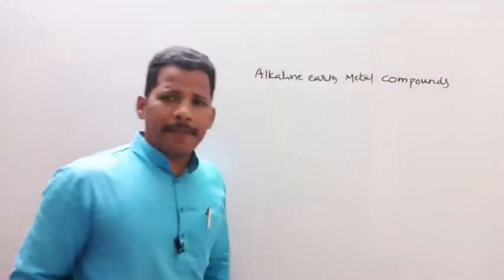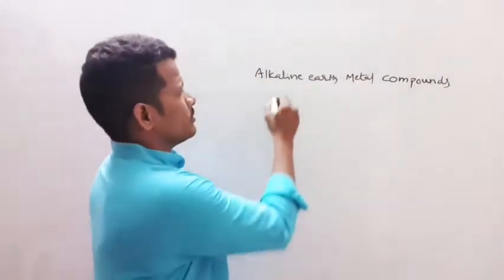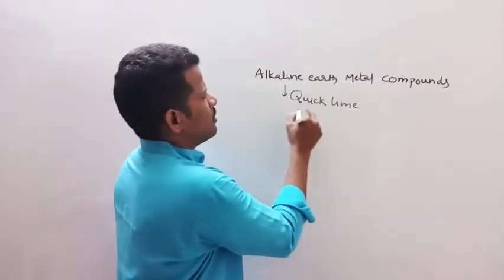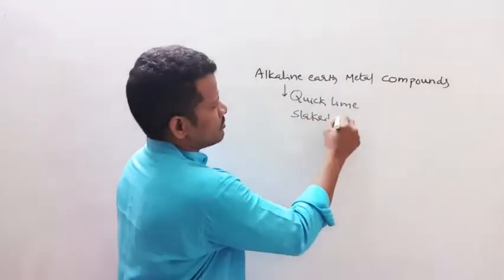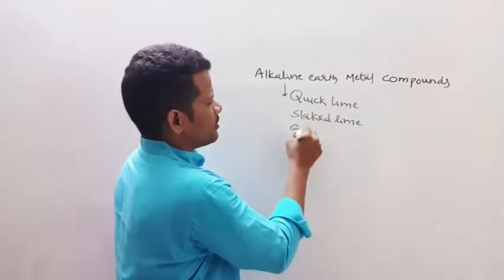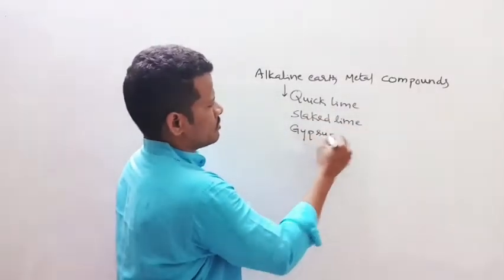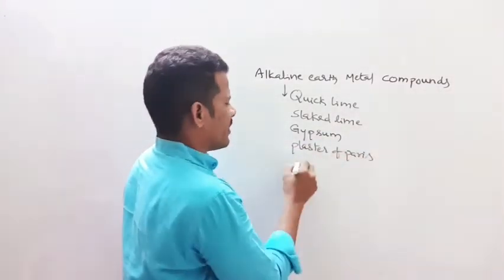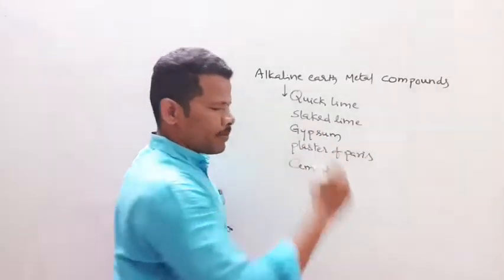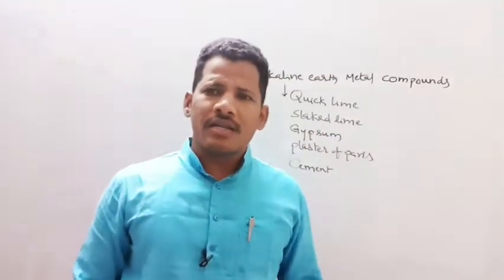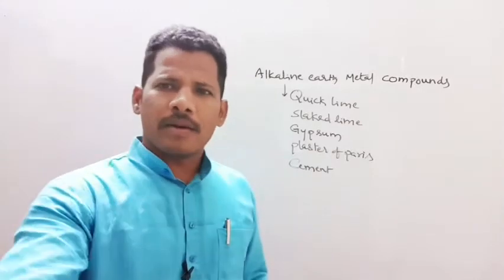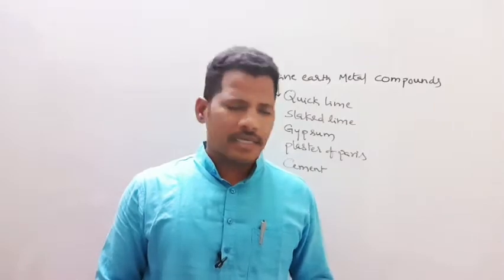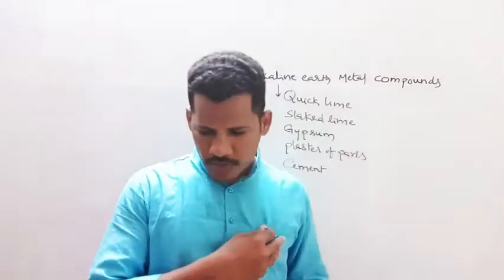We have different types of compounds like quicklime, and slaked lime, and gypsum, plaster of Paris, and finally we have the compound cement. So these are all related to our alkaline earth metal compounds. So kindly focus on this one because recently they are asking questions based on these compounds.